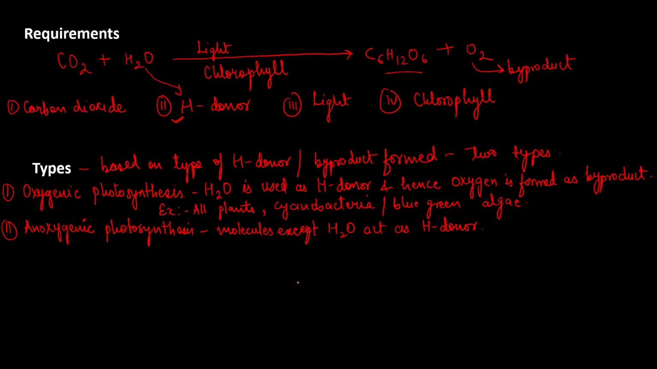So the example of anoxygenic photosynthesis is purple sulfur bacteria. So this bacteria use what? It uses H2S as a hydrogen donor, and hence sulfur is a byproduct. So when this purple sulfur bacteria does photosynthesis, it leads to the formation of sulfur as a byproduct instead of oxygen. And hence, this type of photosynthesis is known as anoxygenic photosynthesis.